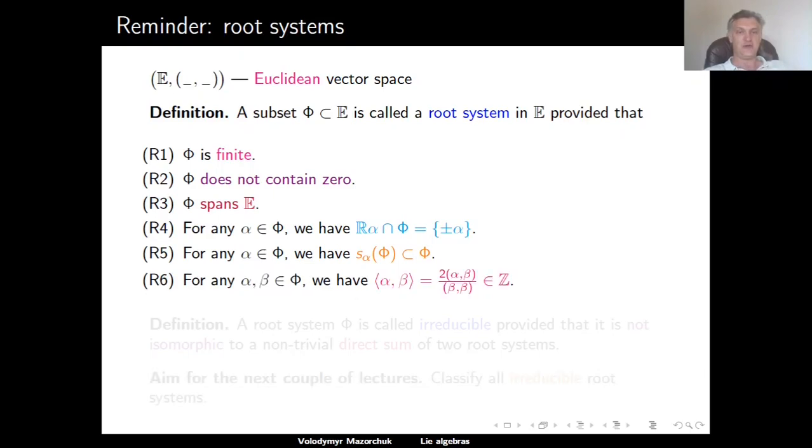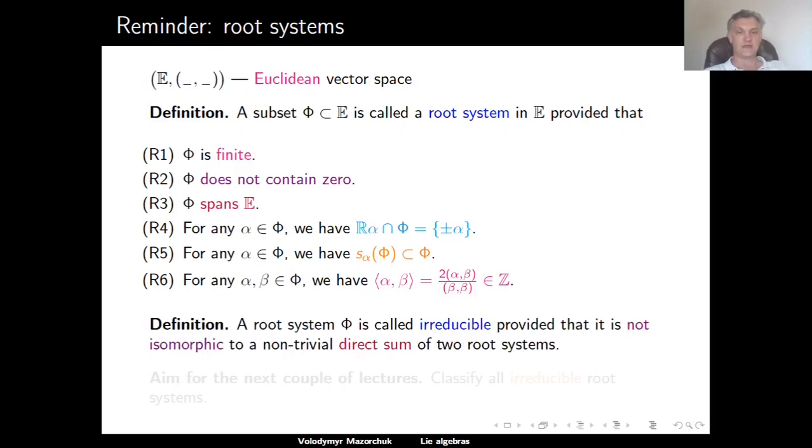And for any two elements alpha and beta in phi, the angle bracket of alpha and beta, defined as the quotient of 2 times the scalar product of alpha and beta divided by the scalar product of beta and beta, should be an integer. Elements of root systems are called roots.